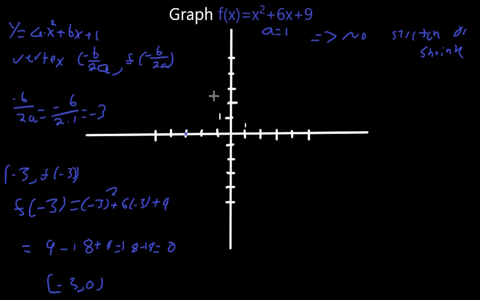Now, because there's no stretch or shrink, when I move over 1, I go up 1. And when I go over 2, I go up 4. 1, 2, 3, 4. So I'll have another point here and here. And so my parabola is going to look like this, and it looks like I have one root.